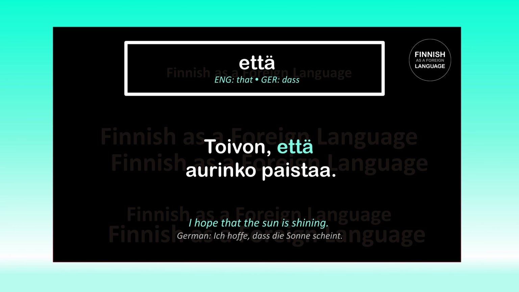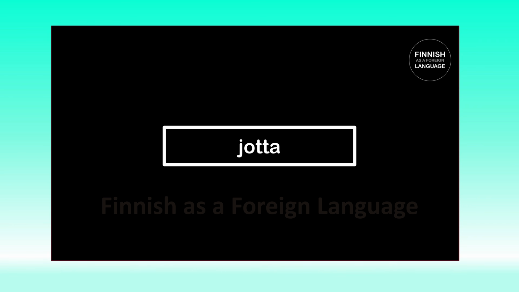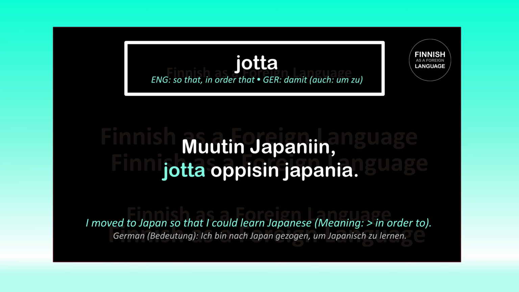Next one, number 2, is jotta, meaning so that or in order that. For example, muutin Japaniin, jotta oppisin Japania. Means I moved to Japan so that I could learn Japanese. Let's go step by step. Muutin is the first person singular past tense of the verb muuttaa, which means to relocate or to move. Japaniin means to Japan. Here we use the ilative case of Japani, meaning Japan.